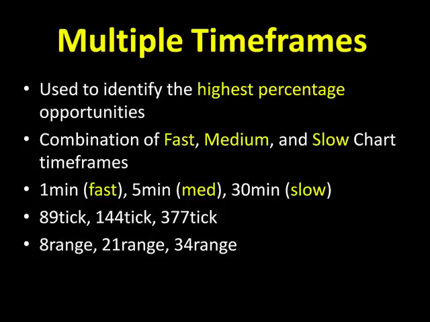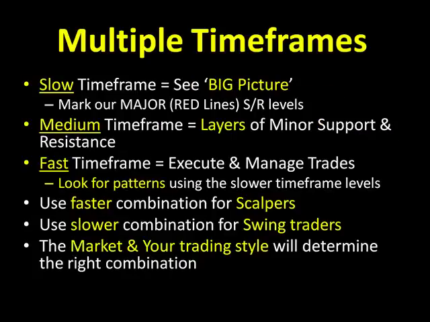And of course, you could have 4 or 5 different time frames in combination, and that also could work as multiple time frames. We use 3, and that seems to work pretty well with our methodology, but it could be more than 3. Now, again, 3 main components here. A slower time frame, that's going to help you see the big picture. This is where we mark our red or horizontal red major levels of support and resistance.